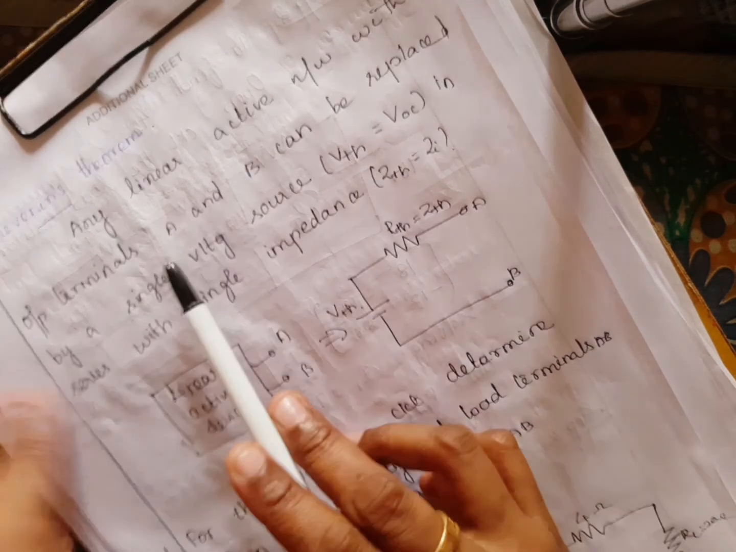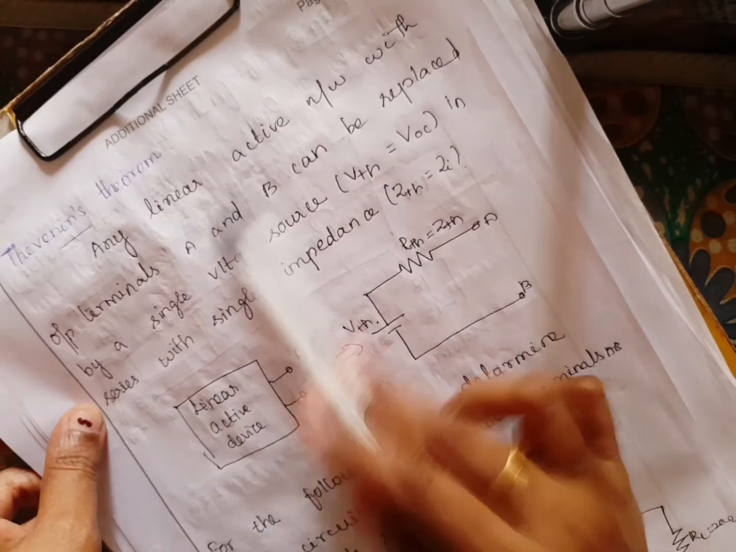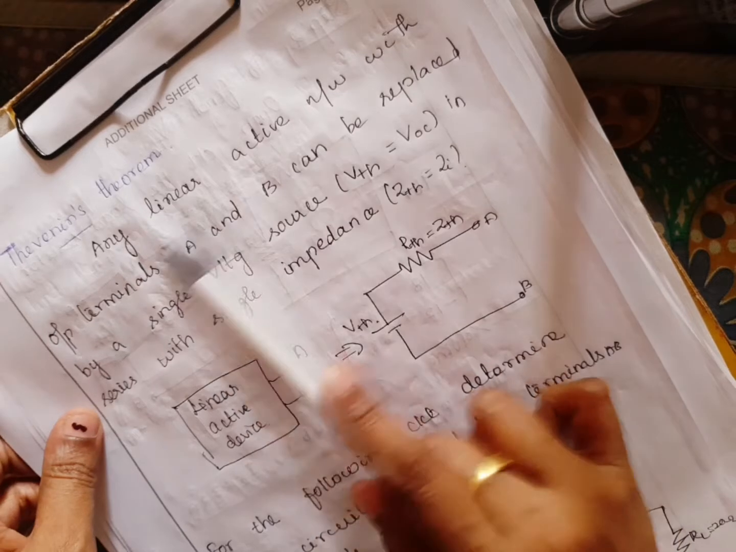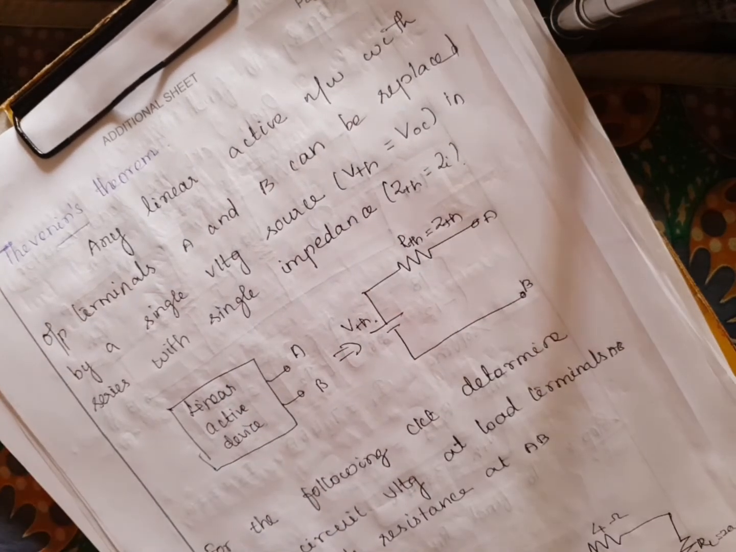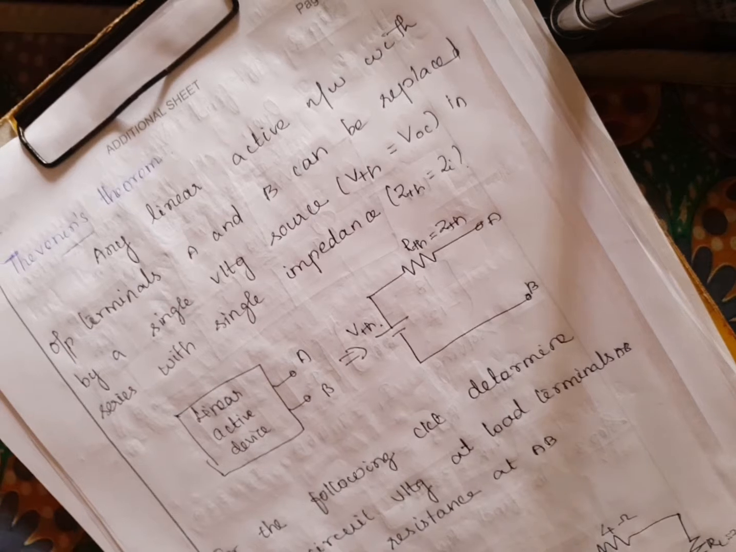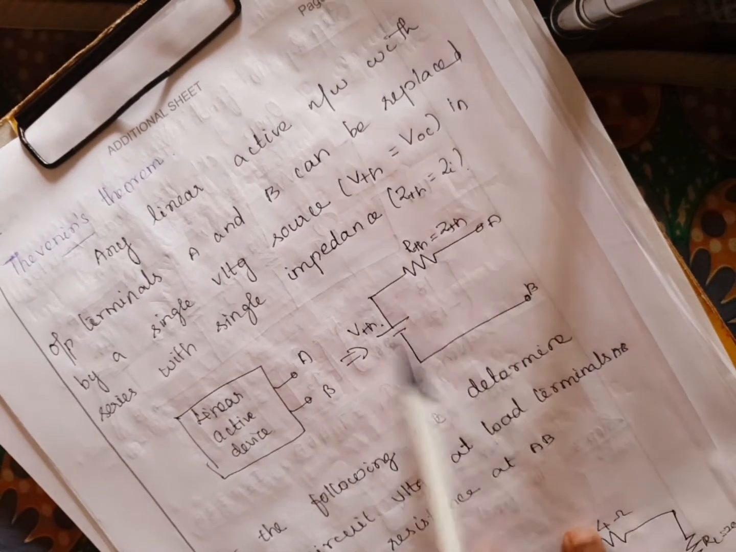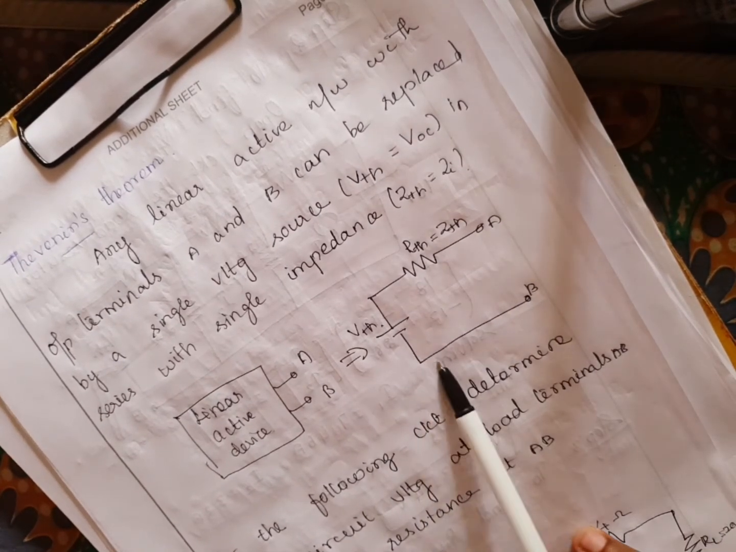So next we can see Thevenin's theorem. It is the definition of Thevenin's theorem: any linear active network with output terminals A and B can be replaced by a single voltage source in series with a single impedance. Okay, so it is the equivalent circuit. So we can move to the problem.